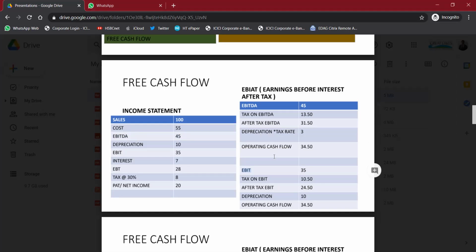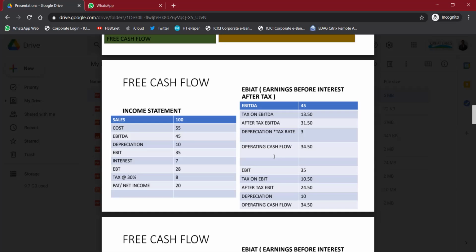But notice that in the left table sir has removed interest, while in the right table there is no consideration of interest, there's only depreciation. So your EBIT comes down to 35. I put my tax on EBIT, whatever the rate, I get tax of 10.5, so my after-tax EBIT becomes 24.5.